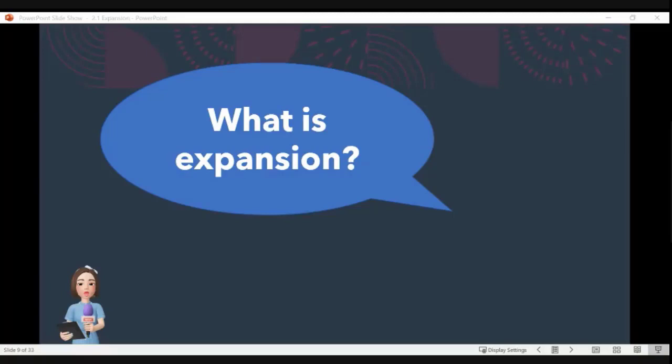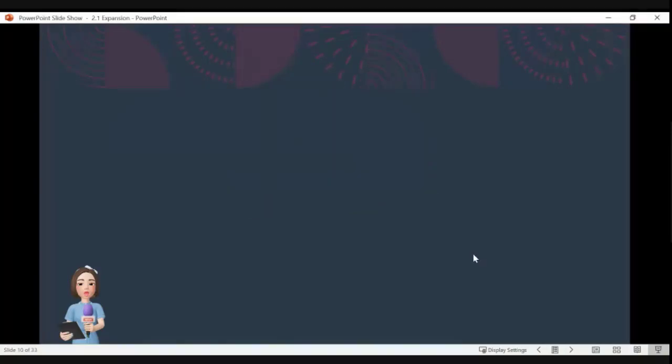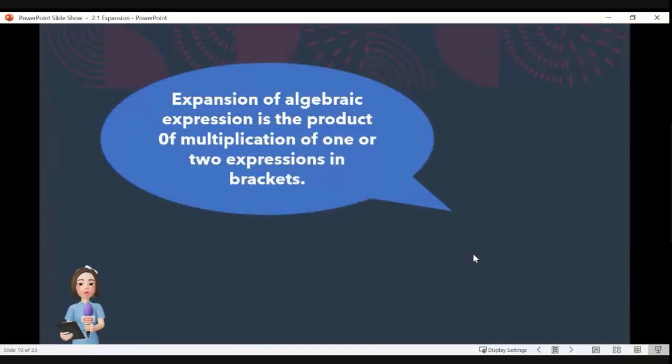Okay. So expansion actually is what? When you do the multiplication just now, expansion is the algebraic expression, a product, finding the product of the multiplication of one or two expressions in brackets. For example, x, then x plus 2. So the x is the term. When in brackets with plus or minus, that we call expressions. Actually, it's the product of multiplications of one or two expressions in brackets that we call expansion. So that is the definition of what we call expansion.